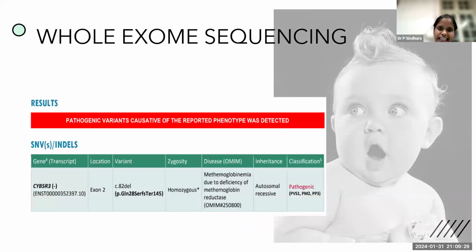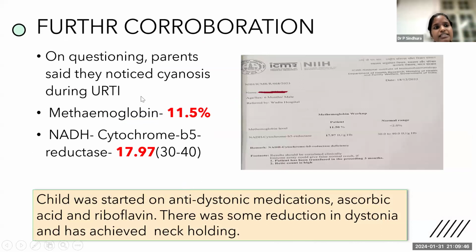Meanwhile, we got the genetic whole exome sequencing of the first child, and it came as a surprise that the gene isolated was CYB5R3, which leads to methemoglobinemia due to the deficiency of methemoglobin reductase, and it is a pathogenic homozygous variant. So for further corroboration, we asked the parents.